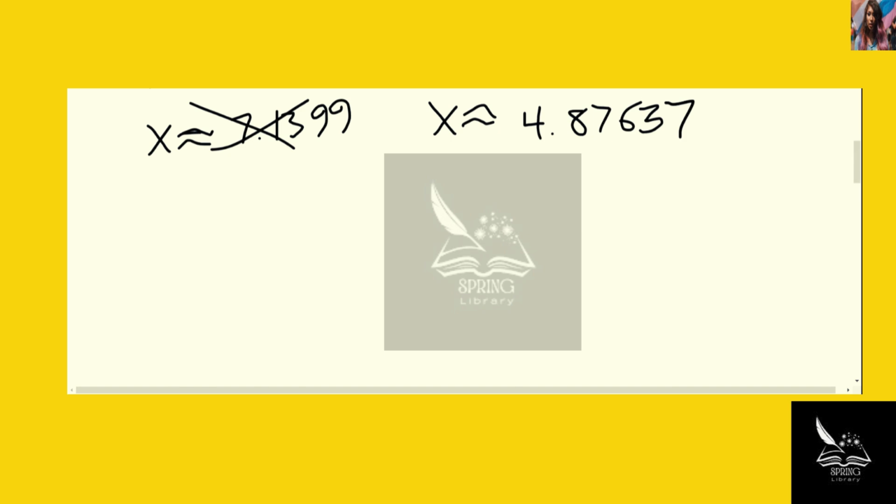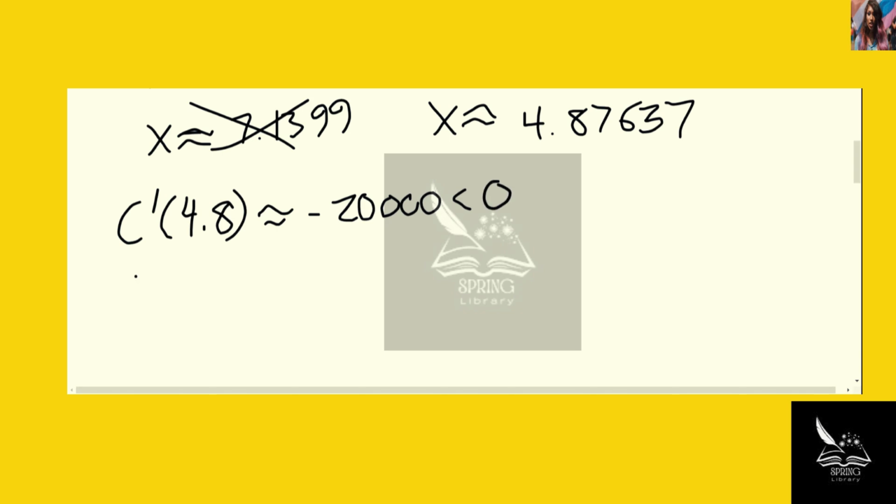Now we use the first derivative test. If you choose a point to the left of this, say 4.8, you should find that c prime of 4.8 is approximately negative 20,000, which of course is less than 0. And that c prime of a number greater than this, let's say 4.9, is approximately 6,386, which is greater than 0.